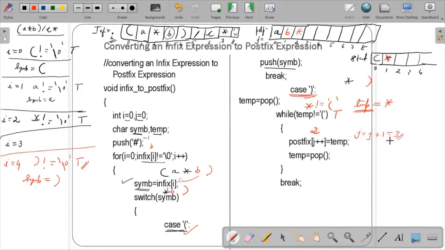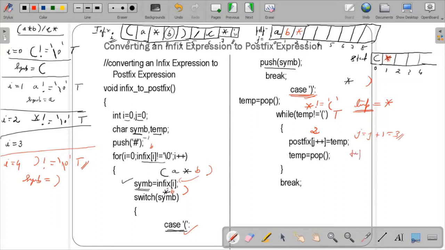J value is 3. So I have placed this particular star, this has been popped and I have placed it in the postfix expression. And then finally this also I need to remove, right? Whenever I find this, I need to pop the element from the stack and store it in a temporary variable, and then I need to put it over here, and the opening bracket also should be removed. So I'll put temp is equal to pop.